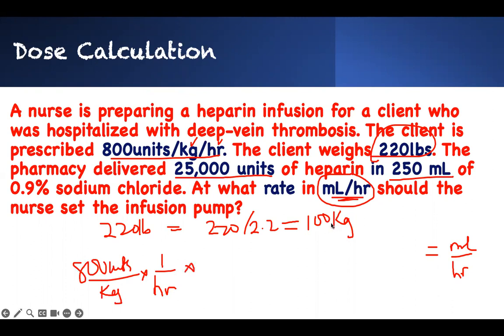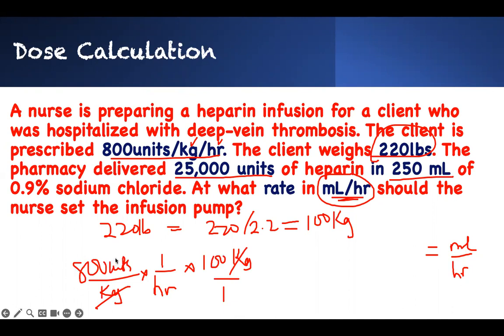Now I need to take care of my kilos. I calculate my kilos here. So I put my 100 kilo here and I put 1 here and I cancel my kilo right away. I'm done. Now, what is available? 25,000 units of heparin, 250. I have my hour here. I'm safe. Now I need an ml.